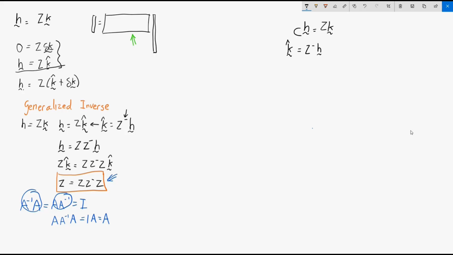Let me now substitute this equation into here to obtain Z negative, Zk, which I'm going to write as Rk, where R has a special name. This is a resolution matrix. So let me draw a picture of this. I've got k hat. These are the parameters that I've just estimated.